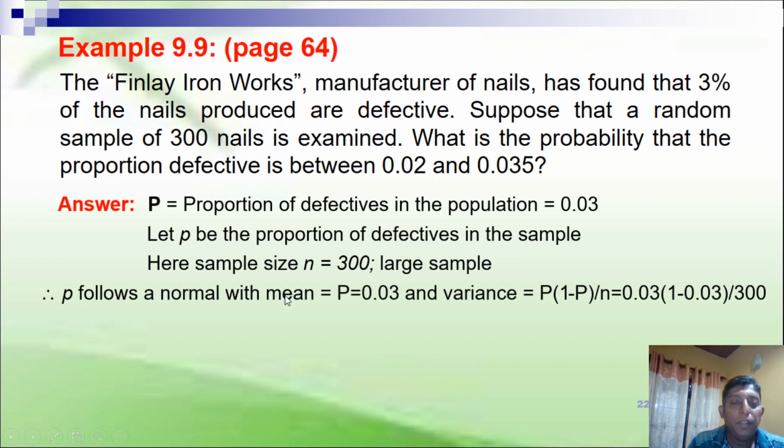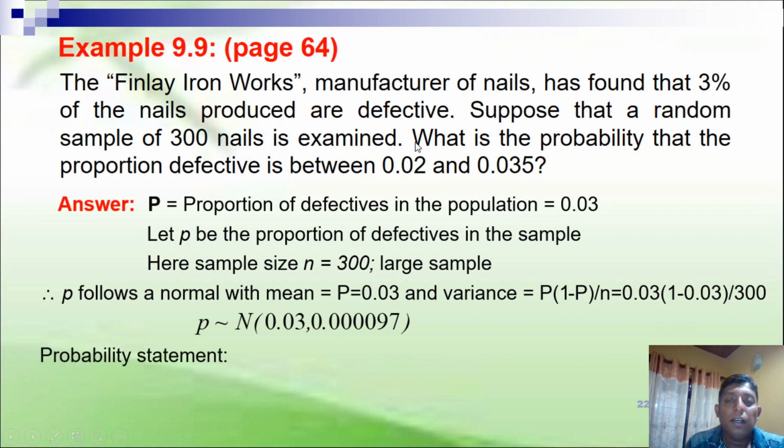P follows a normal distribution with mean, the population proportion 0.03, and variance P times (1 minus P) over n, that is 0.03 times (1 minus 0.03) over 300. Then we can say that the sample proportion P follows a normal distribution with mean 0.03 and variance 0.0001009. Then just write down the probability statement based on the question.